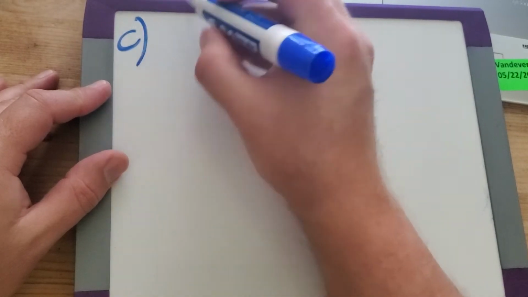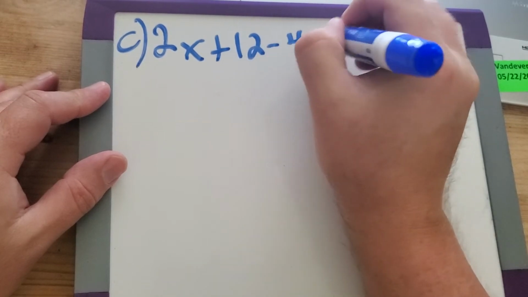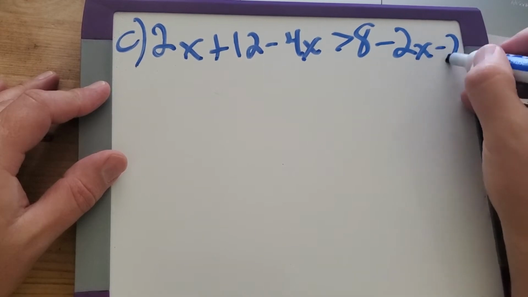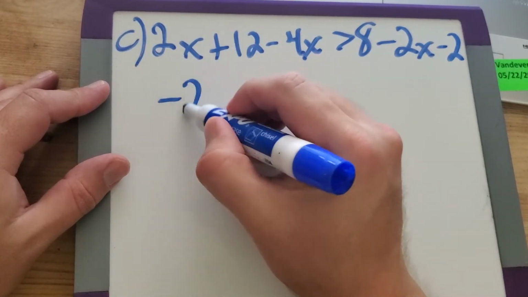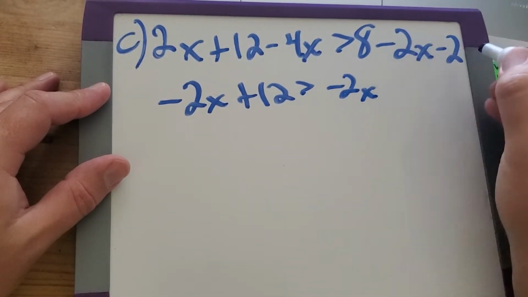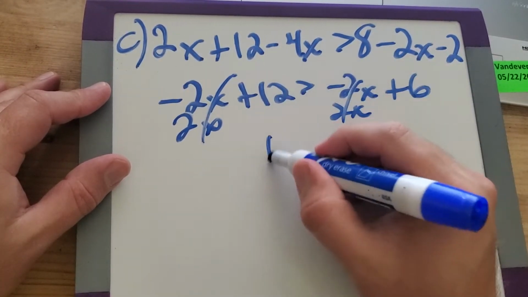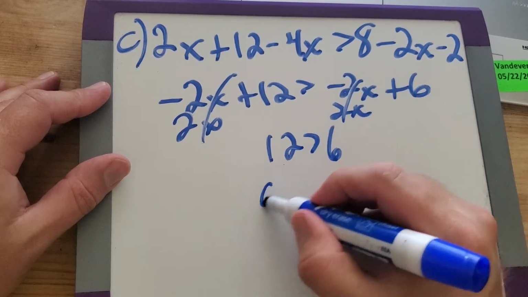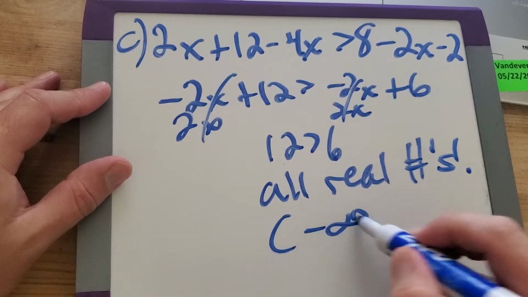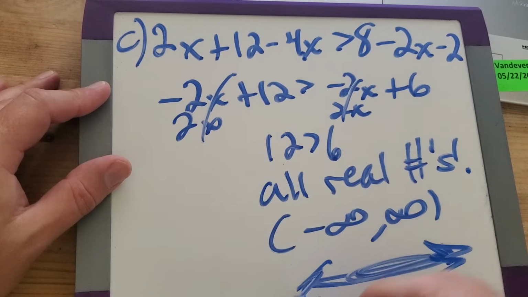C is an inequality. So let me go ahead and distribute. I don't have to worry about the inequality at first. I just start acting as if it's just a normal thing to solve. 2x minus 4x is negative 2x. And then I get negative 2x plus 6, 8 minus 2. And then the 2x's cancel. That's interesting. So I get 12 greater than 6, which is always true, so the answer is all real numbers. Since I technically said to do it in interval notation and graph, this is what it would look like. Shade everything.